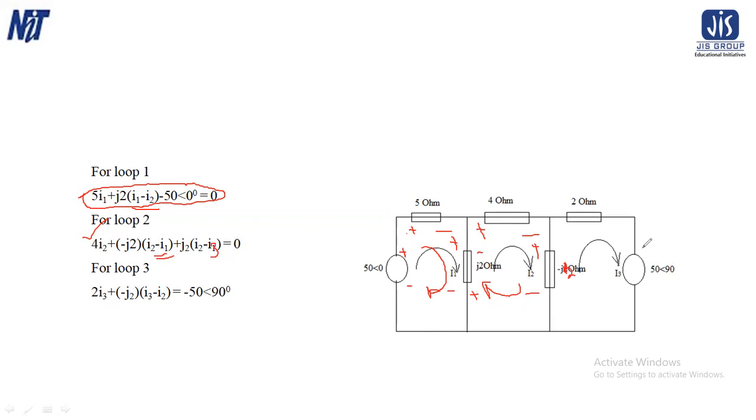So in the third loop, in a similar way, we can develop the third loop. This is I3, 2I3 minus J2 (I3 minus I2). This is I2 minus 50 degree, plus minus, so minus 50 degree. In this way we can form the three equations, and then we are moving to the next slide.